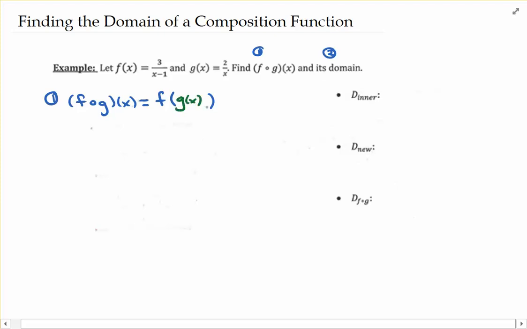In simple terms, we're basically going to take the function g of x and plug it into the function f of x. I'm going to illustrate that with some arrows here. We're going to take 2 over x and plug it into the only x that's part of the function f, which is in the denominator.